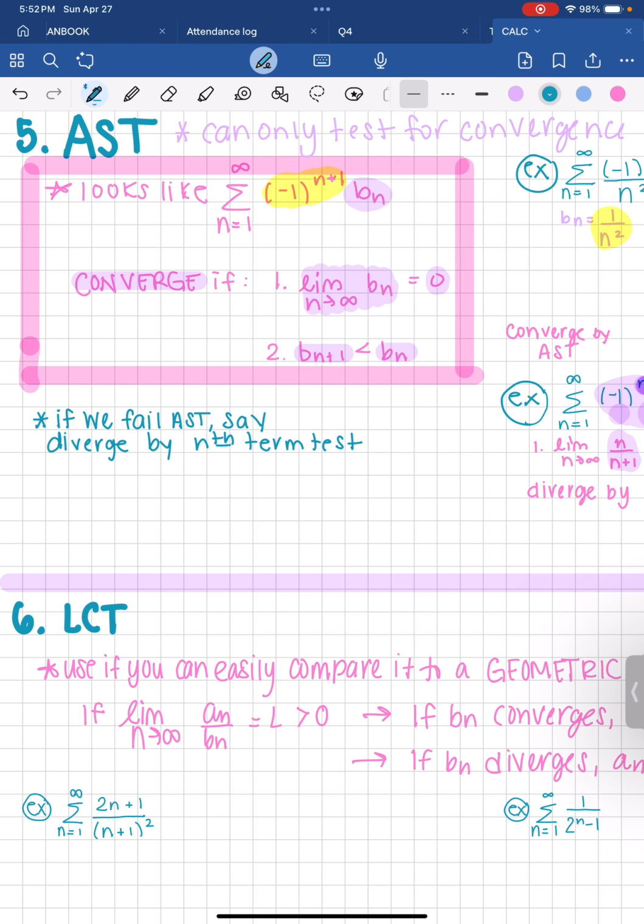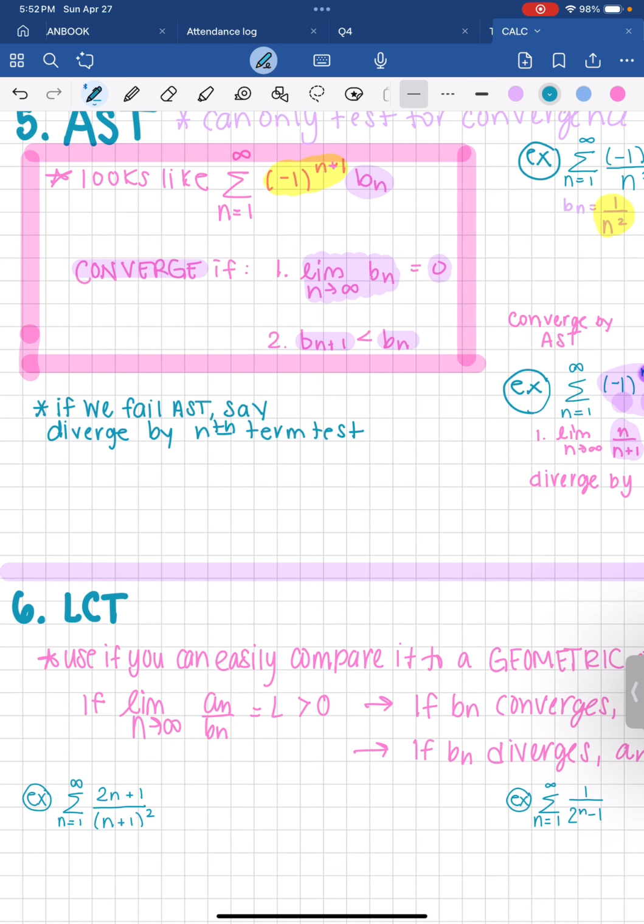Okay, next, LCT, which we know stands for limit comparison test.